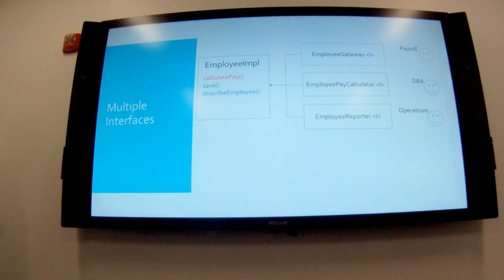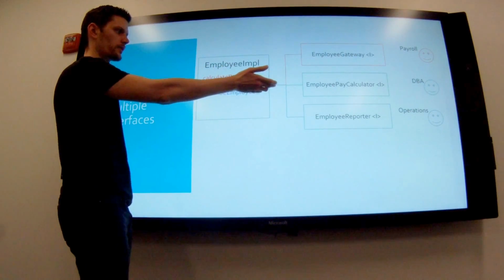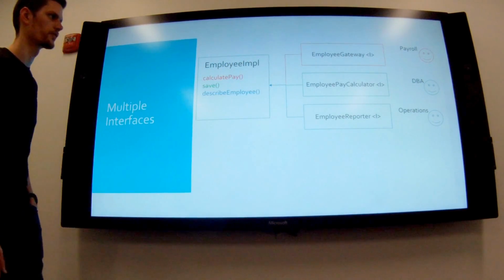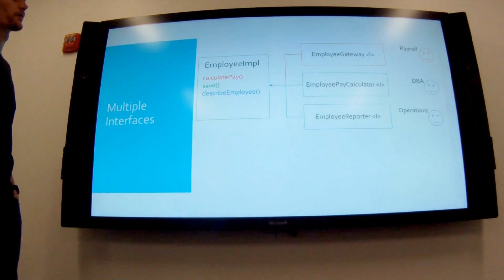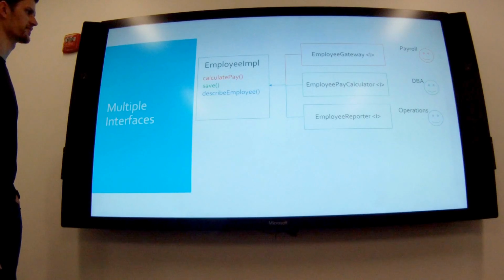Okay, so then an additional option is to break out more than one interface. And so now each interface is defined by the needs of the actor. So we have the employee gateway interface, the employee pay calculator interface, and the employee reporter interface. And I still got those all backwards. This is what happens when you copy and paste.